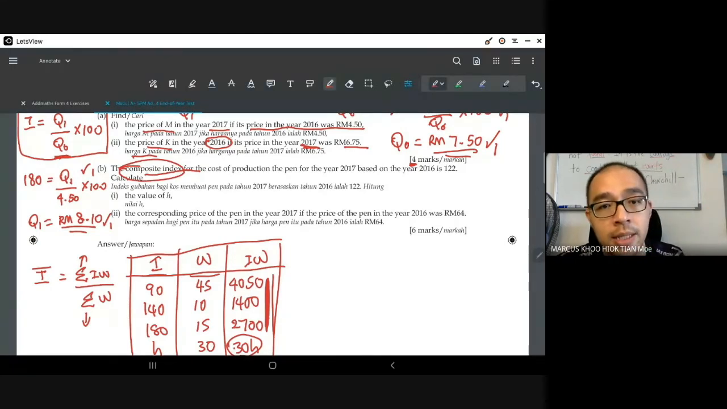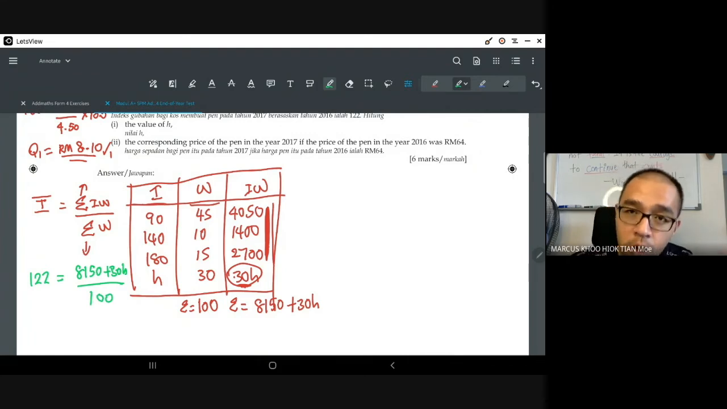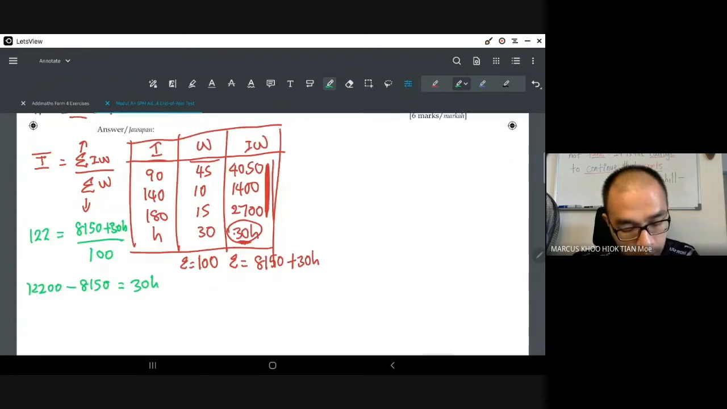Okay. Now let's take a look at the question. Question says composite index is 122. So that means you know that 122 equals to 8150 plus 30H over 100. Can we calculate H? Of course we can calculate H. It becomes very easy already because we have done the table. So the table really helps us a lot. I'm going to speed through this. 122 times 100, so 12200 minus 8150 equals to 30H.